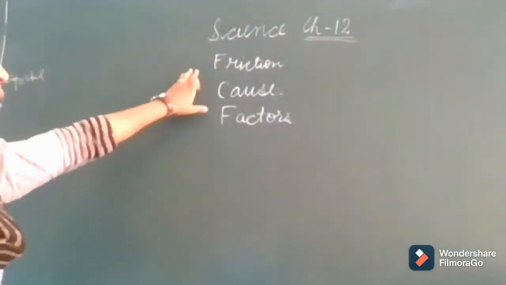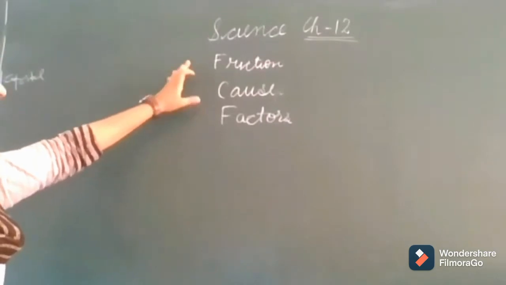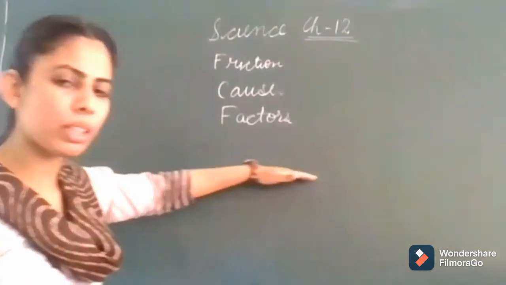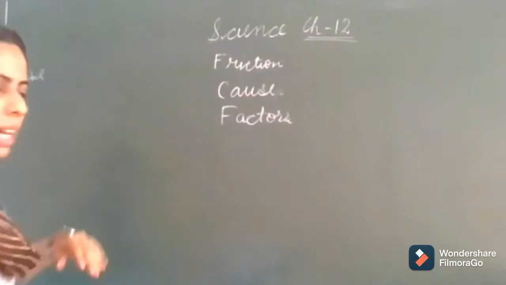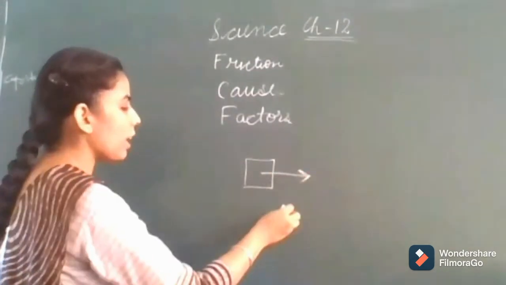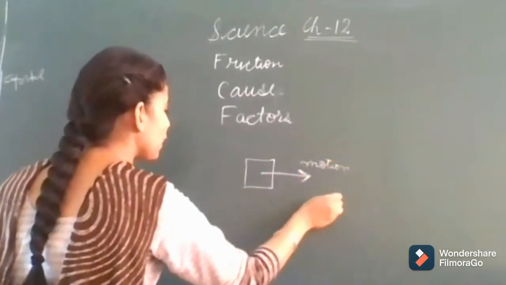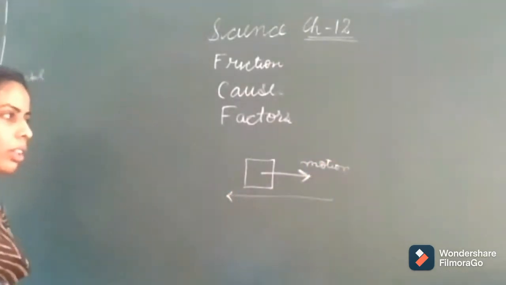That friction. What is friction? It is the opposing force. Yes, that resists the motion of the moving object. And its direction is always opposite. If the motion of the body is in this direction, then the force of friction will act in the opposite direction. Clear?